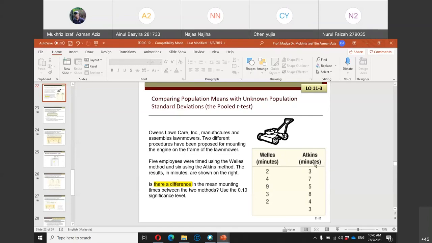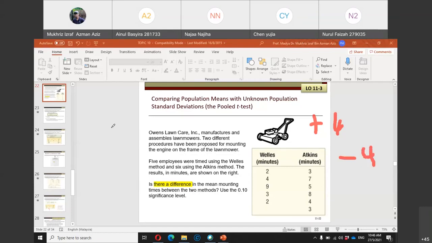Because whenever you do a two-tail test, a not equal to sign, you are going to test on both sides of the tail, left and right. So either way, you are going to come out with the correct conclusion as well. Of course, the answer will have the opposite sign. Let's say if you put Wellis minus Atkins, you may get a positive value, for example positive 4. But if you put Atkins minus Wellis, you may get negative 4 as the answer, just for example.